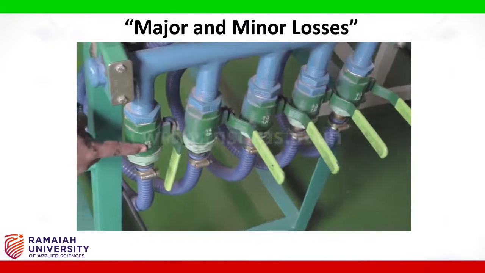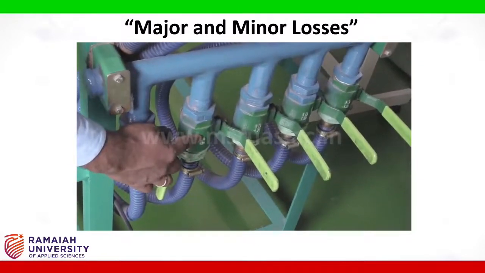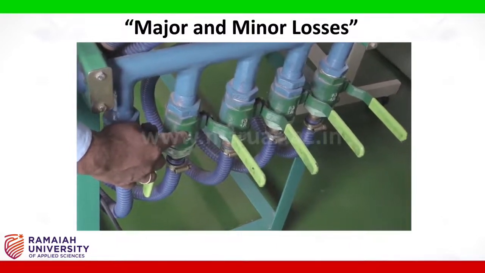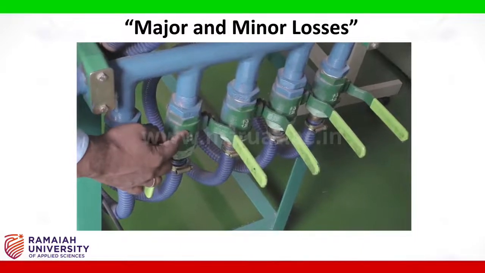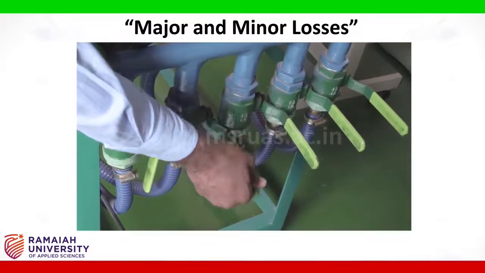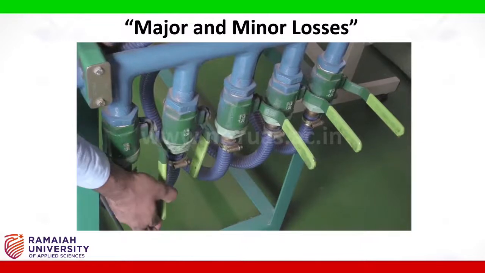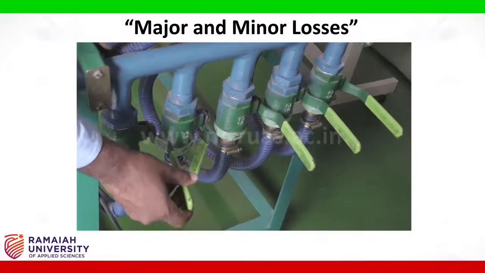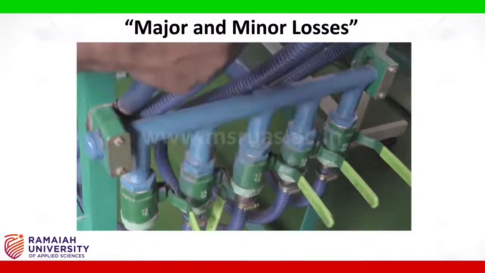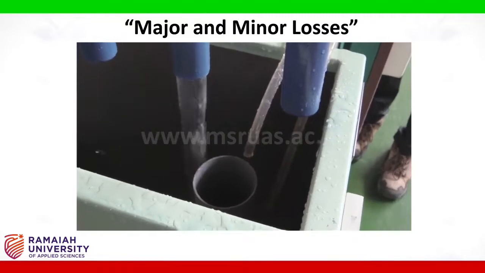This is the pipeline for the 1-inch pipe and this is the pipeline for the 3/4 inch pipe. Now to allow the water to flow in the 3/4 inch pipeline, we shall open the valve connecting to the header and close the valve of the 1-inch pipeline. Now the water is being allowed to flow only in the 3/4 inch pipeline.